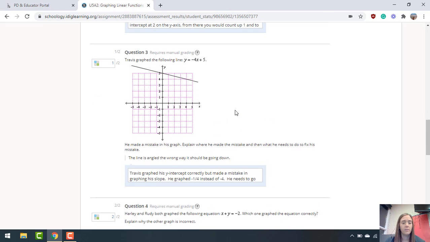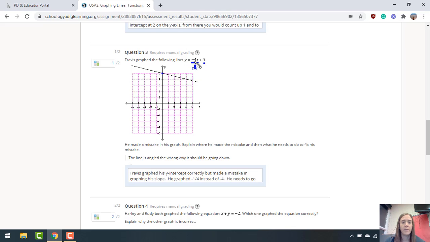Okay, next question says that Travis graphed this line, but he made a mistake. On this one, again, my slope in front of the x, I'm going to put it over 1 if it's not already a fraction. So my top number is my up or down, bottom number is my left and right, and then this number here is my y-intercept. Okay, so if we look, he did start at 5 for his y-intercept. Okay, so that was correct.